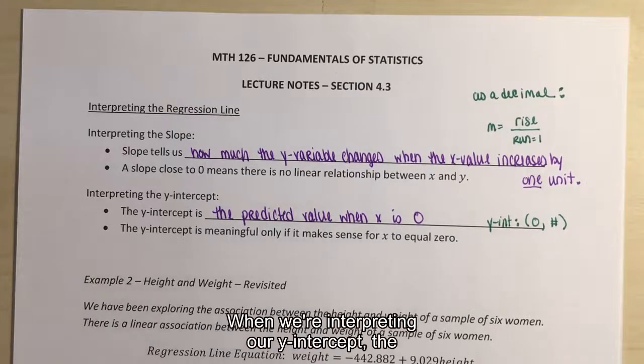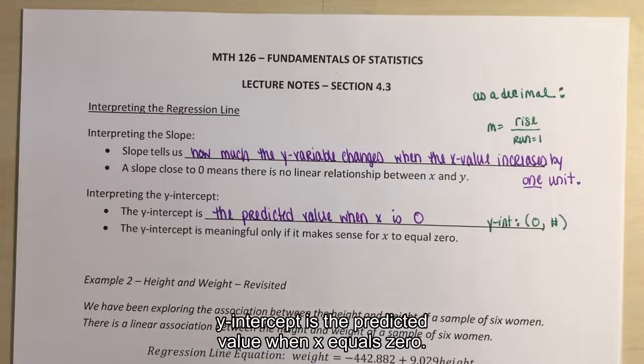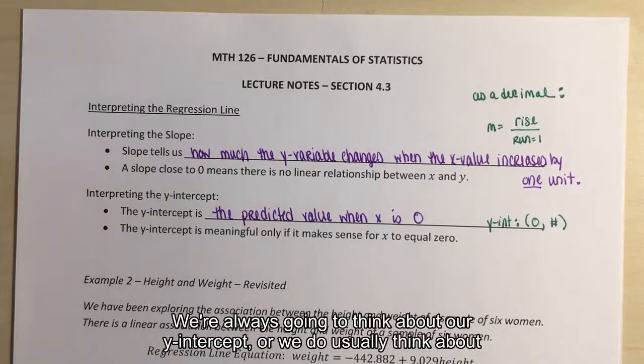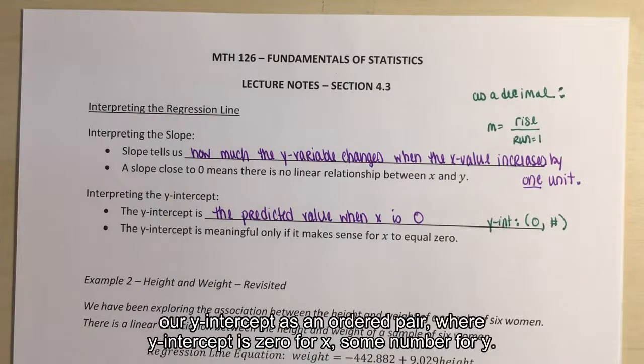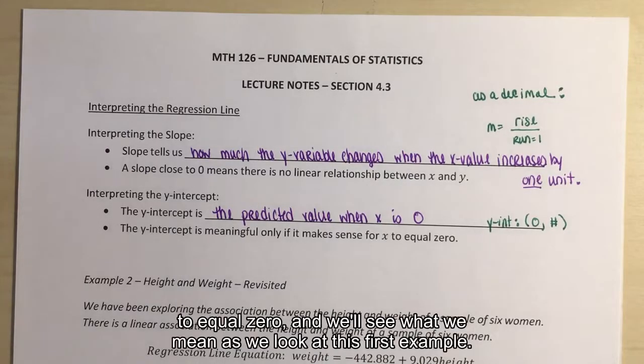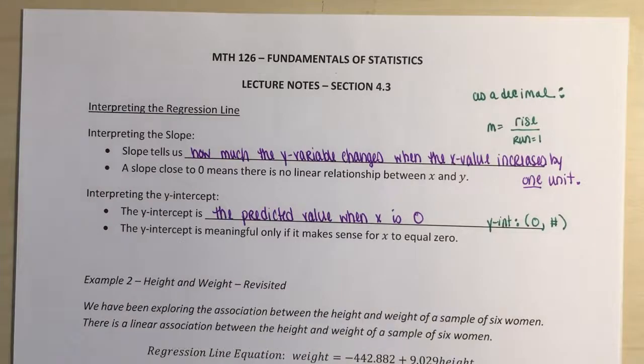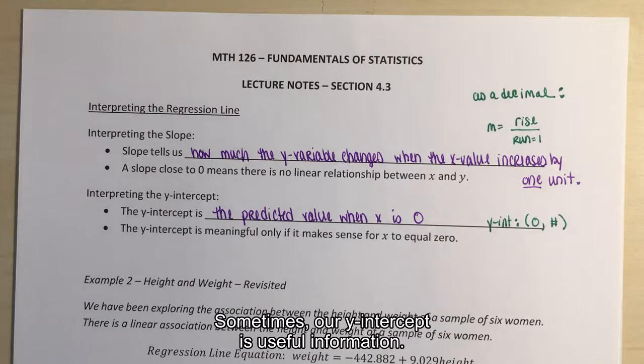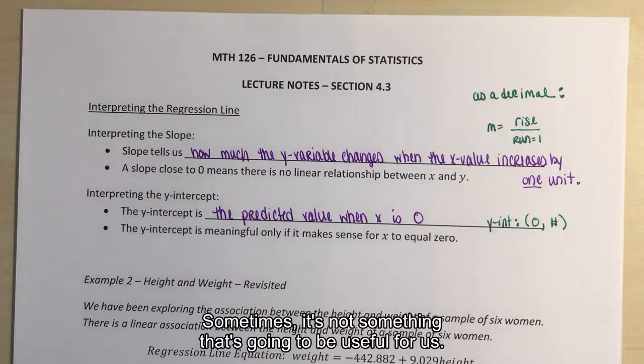When we're interpreting our y-intercept, the y-intercept is the predicted value when x equals 0. We usually think about our y-intercept as an ordered pair, where our y-intercept is 0 for x, comma, some number for y. The y-intercept is meaningful only if it makes sense for x to equal 0. And we'll see what we mean as we look at this first example. Sometimes our y-intercept is useful information. Sometimes it's not something that's going to be useful for us.